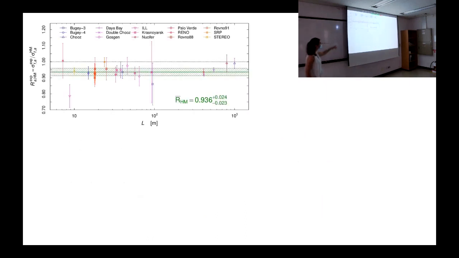I showed you before, this is Huber and Mueller. I told you they calculated this ratio and found that this ratio was 2.3 sigma away from one, from what you expect. What I didn't tell you is that there are two ways to calculate the flux you expect from a reactor. The first one is conversion, and the other one is summation.